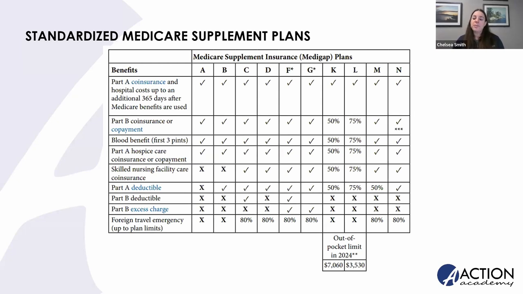K and L, after you meet your out-of-pocket yearly limit and your yearly Part B deductible, the Medigap plan pays 100% of covered services for the rest of the year. Plan N pays 100% of Part B coinsurance. You must pay a copayment of up to $20 for some office visits and up to a $50 copayment for emergency room visits that don't require an inpatient admission.